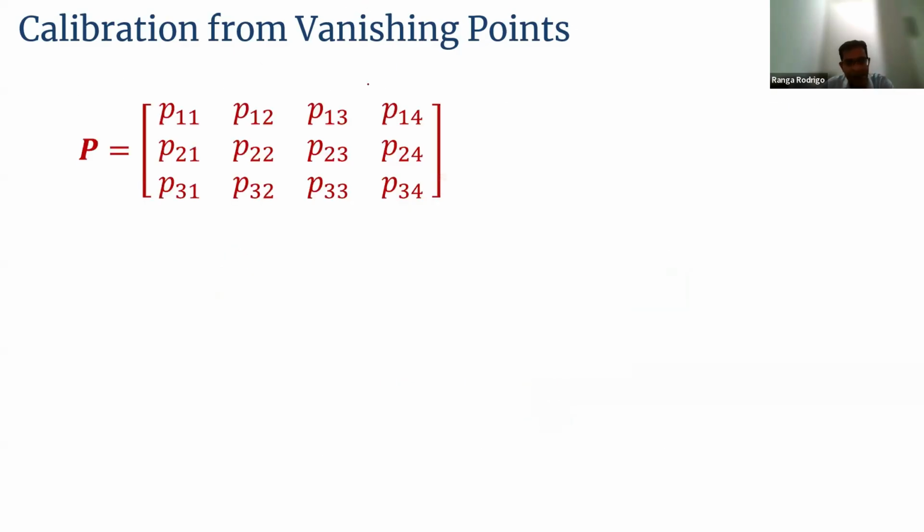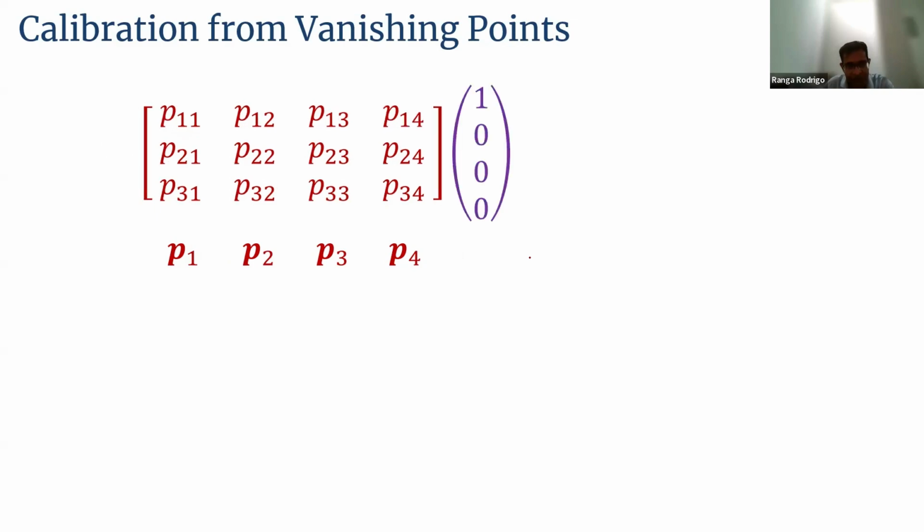So now let's see how camera calibration can be done. I will give you the idea, and I will not go through all the details here. Now, as we remember, the camera calibration matrix is a 3 by 4 matrix. There are 3 rows and 4 columns. Okay, let's call them P1, P2, P3, P4, the columns. Now, let's take this direction. This is your x direction, right? So this is the point at infinity in the x direction.